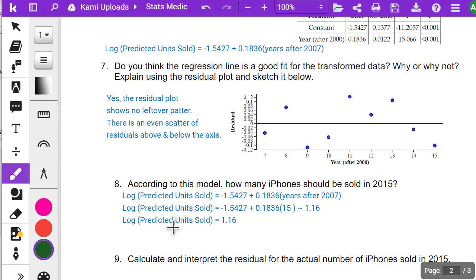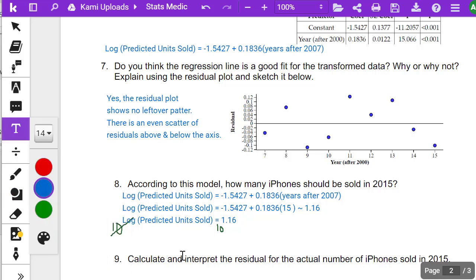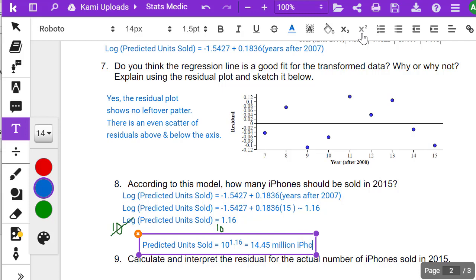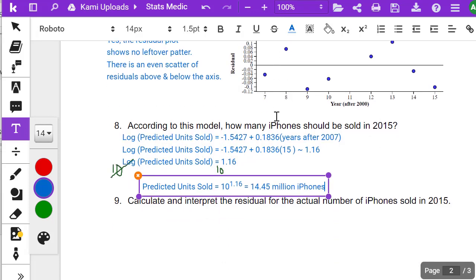If you want to do the inverse, remember how we talked about this? How do we solve this? We use these as exponents on 10. And the cool thing is the log goes away. So that means that predicted units sold equals 10 to the 1.16, which is 14.45 million iPhones. All right, so that's how you solve for that.